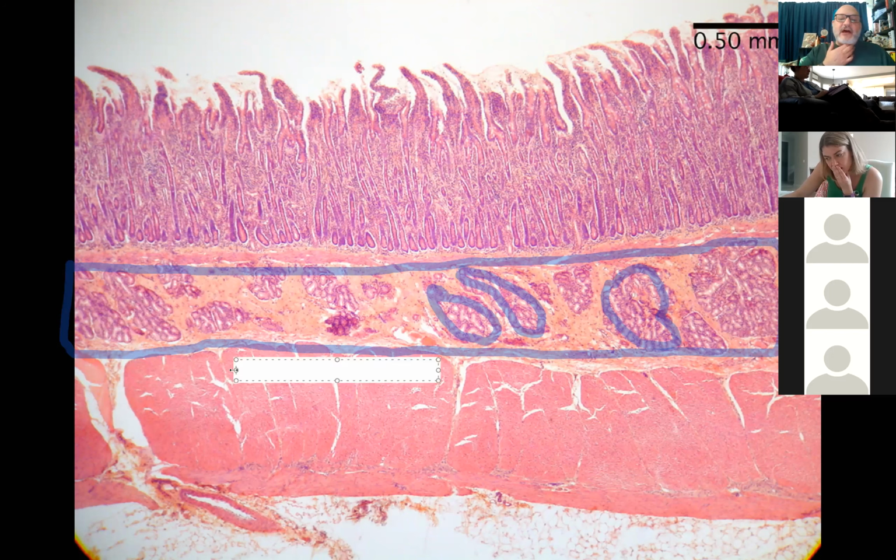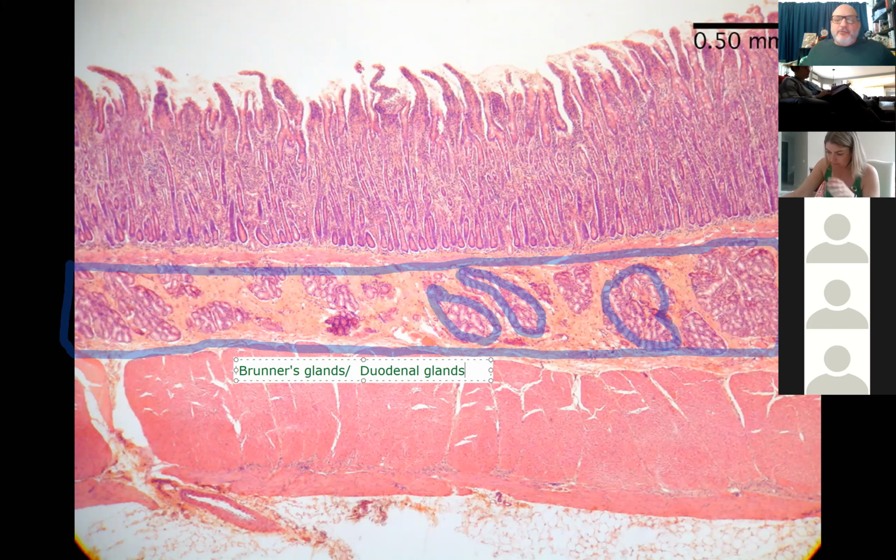Now, these glands were first discovered, of course, by good old Bob Brunner. So they are called Brunner's glands. However, the other name for these glands are duodenal glands. And guess what part of the small intestine duodenal glands are located in? The duodenum, there you go.